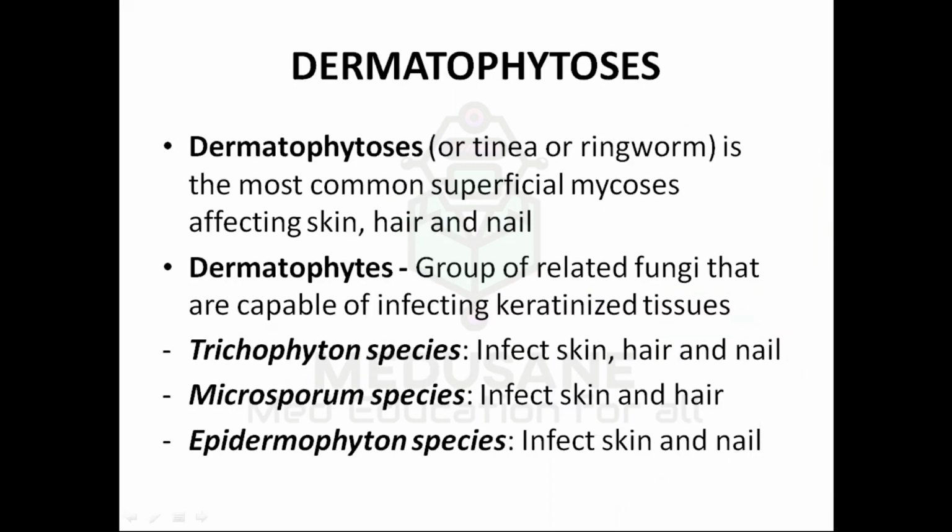Next important one is the dermatophyte. Under the superficial mycosis, they may ask dermatophyte as an essay. Dermatophyte is also called tinea, and also ringworm. It's the most common superficial mycosis which affects the skin, hair, and the nail. Dermatophytes have three genera: Trichophyton, Microsporum, and Epidermophyton. Trichophyton affects all three: skin, hair, and nail. Microsporum infects only the skin and hair, and Epidermophyton infects only the skin and the nail.